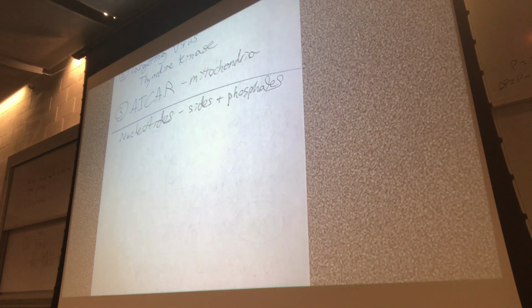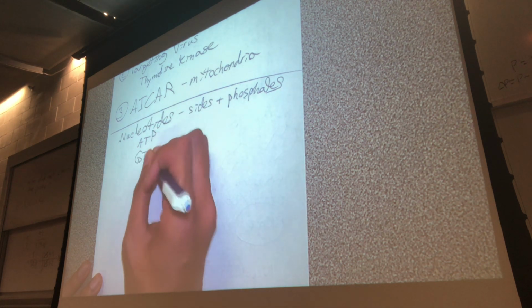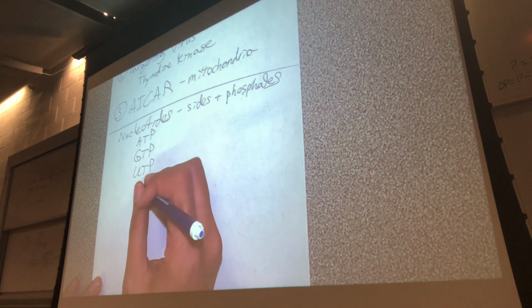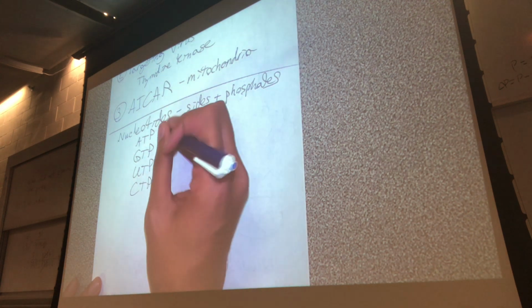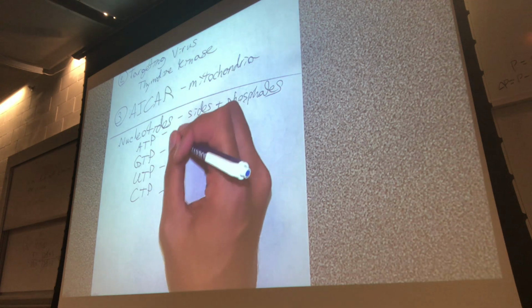But other things, such as functions, you should know what ATP is responsible for, GTP is responsible for, UTP and CTP are each responsible for. ATP should be the easy one. This one is metabolism.